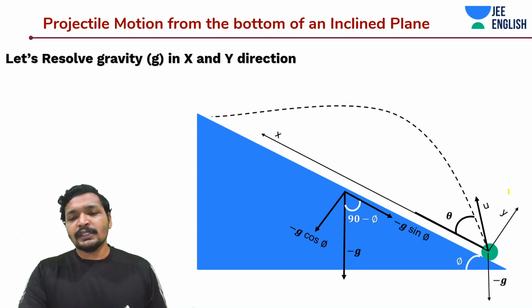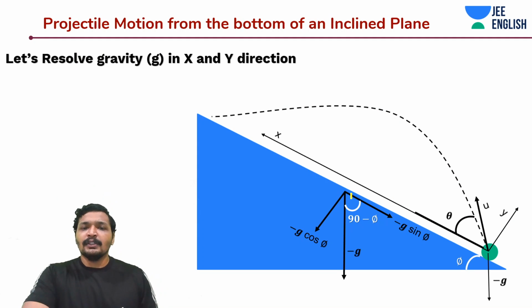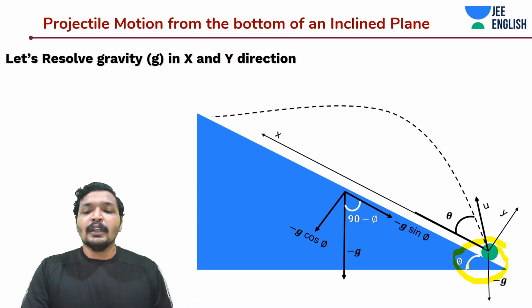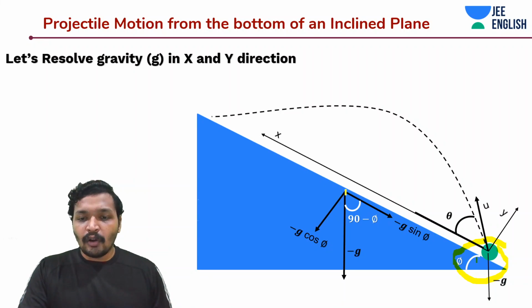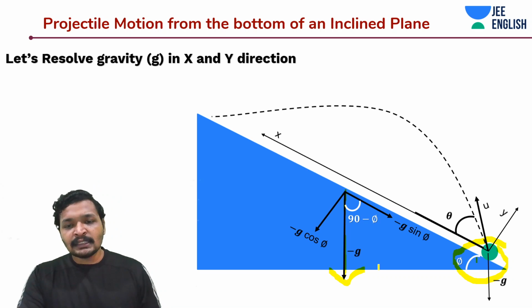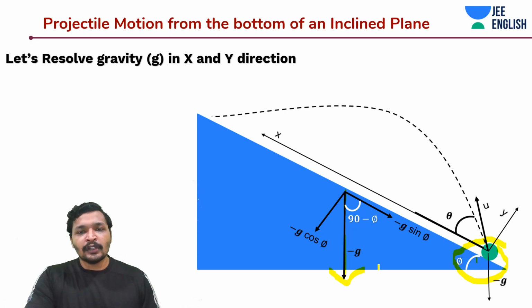So now what would you do? Simple. Resolve the components of gravity first. And how are you going to resolve the components of gravity? Based on the inclination of the inclined plane. See, this gravity is always along the absolute y-axis, irrespective of anything. Since the y-axis has rotated, you are also going to resolve the components of gravity.